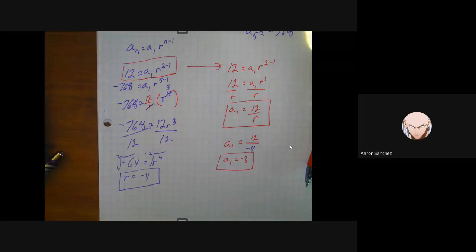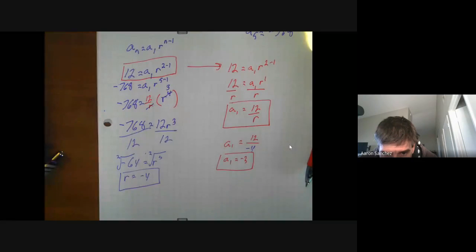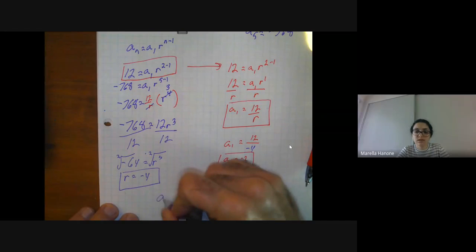Okay, what's the rule? I'll give you 10 seconds. Morella, what'd you get? a_n equals 12n minus 1.